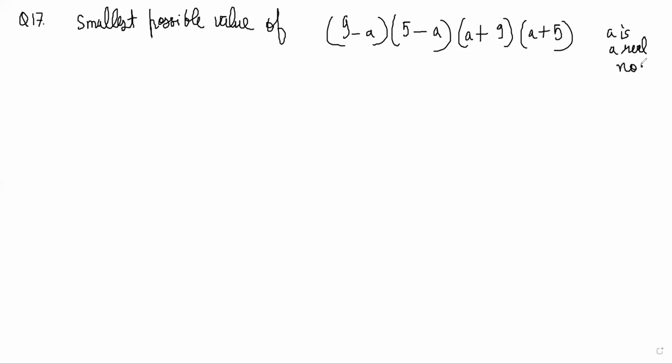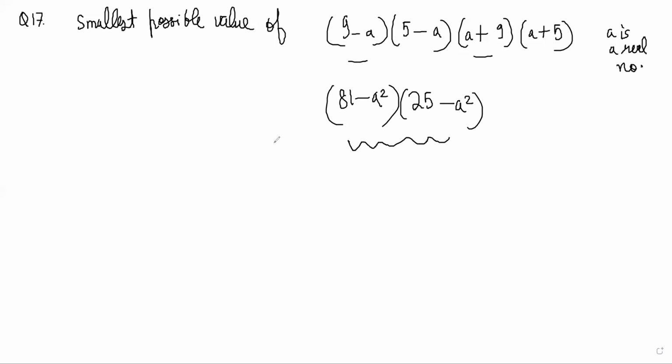So actually they intend, at first I was thinking you find the midpoint between 9 and 5, so like 7 plus 2 minus a, and then I realized it's quite long. So first what happens is 81 minus a square, you can see, and this one becomes 25 minus a square. This is not difficult. Just multiply it out and see what happens.